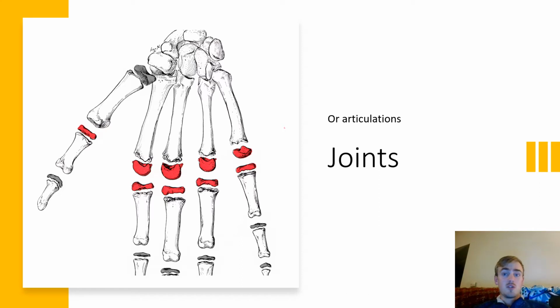Today I'm going to explain the three different types of joints. A joint is something that occurs when two or more bones join at a certain point, and it usually allows for motion. The three different types of joints are fibrous, cartilaginous, and synovial.